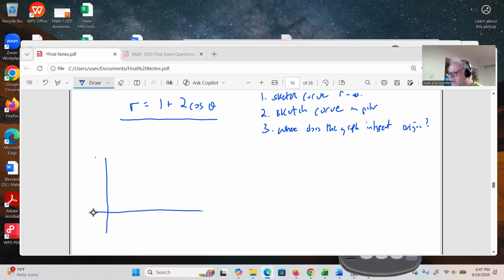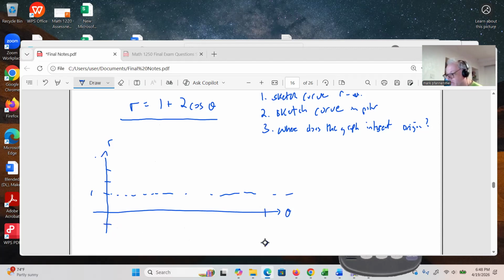So we have our values here. Here's my theta axis. Here's my r axis. Here's 1. We're just going to draw a little dotted line there because that's my new center line. When cosine is 0, we have 1 plus 2, so we're going to be up here at 3. Cosine of pi is -1, so we have 1 minus 2, so we're going to be down here at -1.